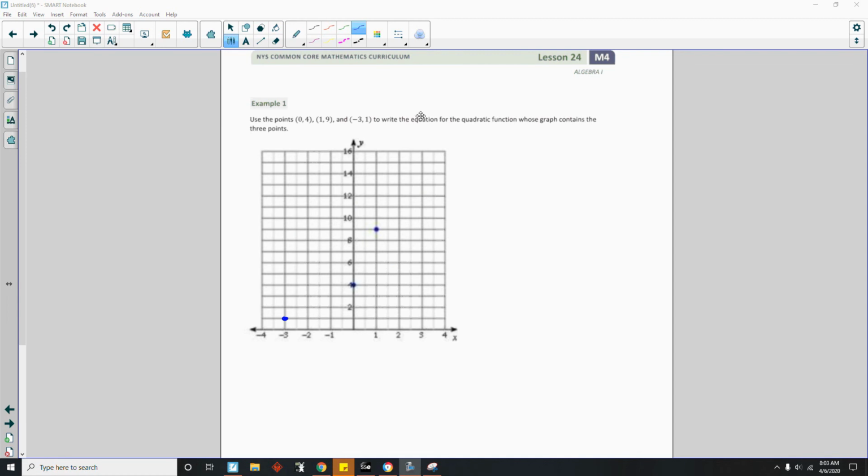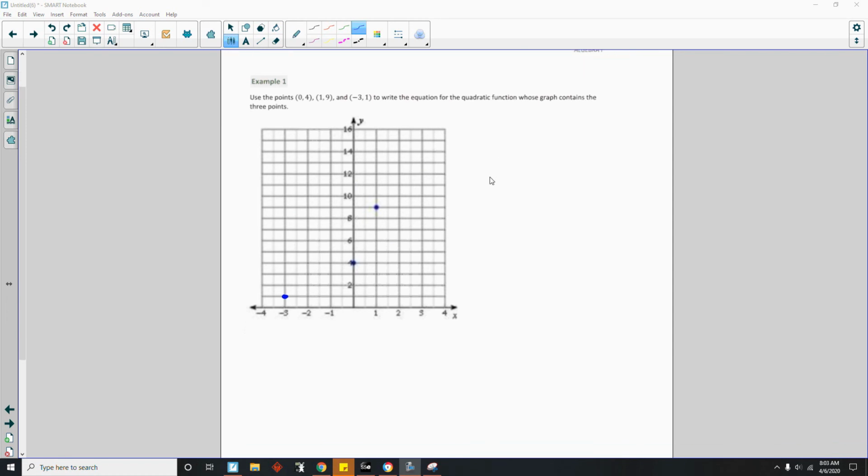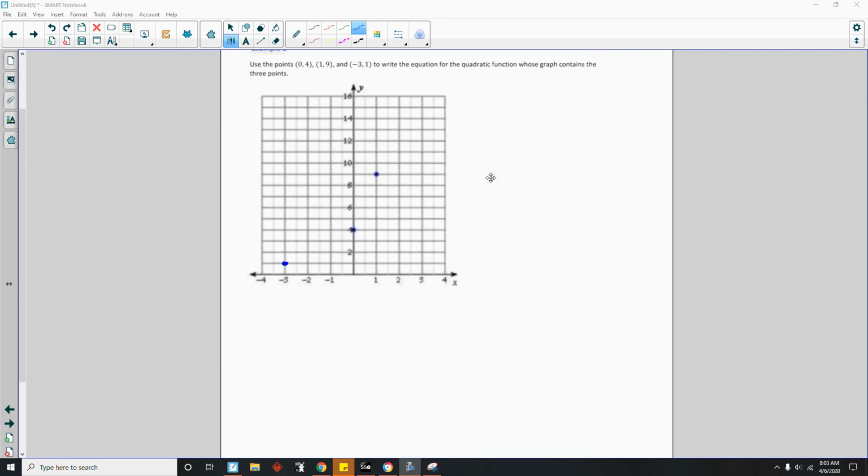Okay, so page 2 brings us to example 1. And it says, use the point (0, 4), which is what we were given in the last page, (1, 9), and now they threw in (-3, 1). So I would graph that here. And it says to write the equation of the quadratic function whose graph contains those 3 points.